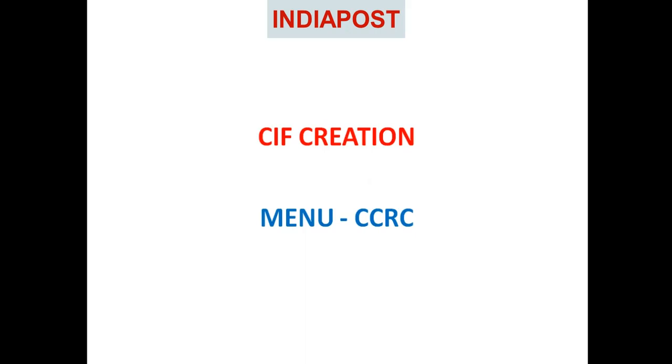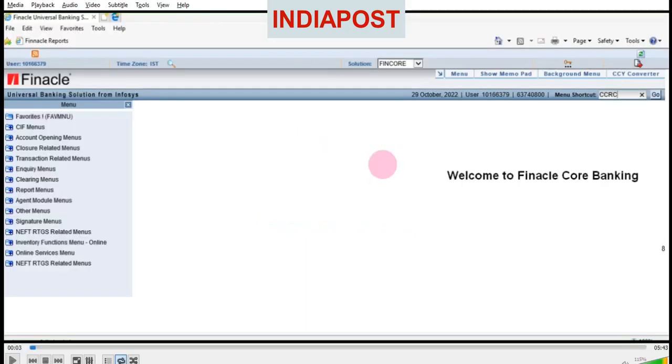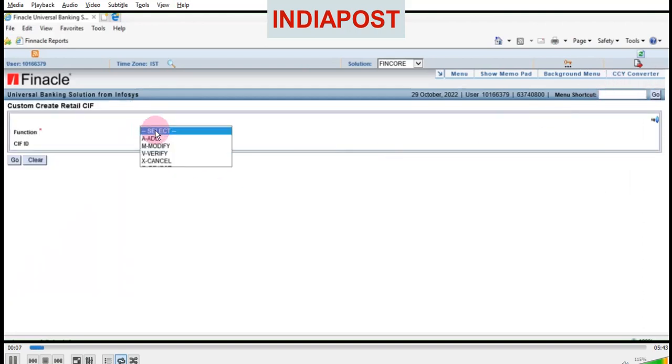The menu to create a CIF is CCRC. Now we will see how to create CIF in Finacle. Log on to Finacle as operator and enter CCRC in menu shortcut field and click Go. Choose Add from the function and click Go.